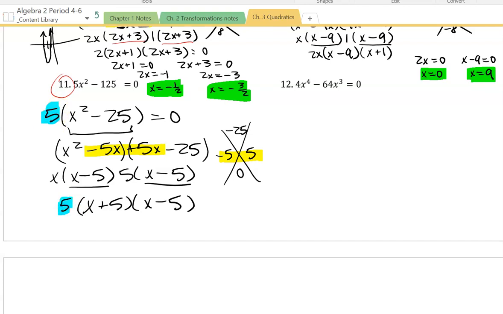Okay, I want to point out a bunch of things here. First things first, you can notice that I wrote negative 5 and 5 with my x method over here. You might notice my final answer is just x plus 5, x minus 5, just like the numbers I have here. We have a positive 5 and a negative 5.